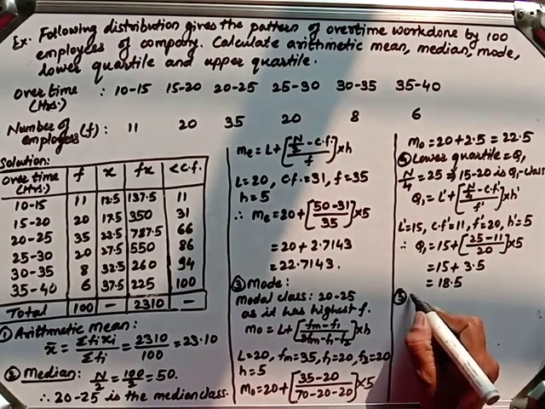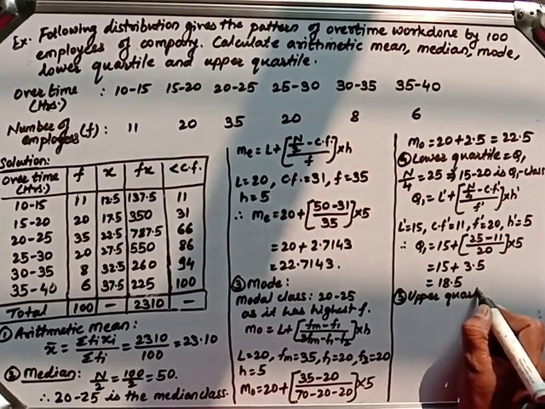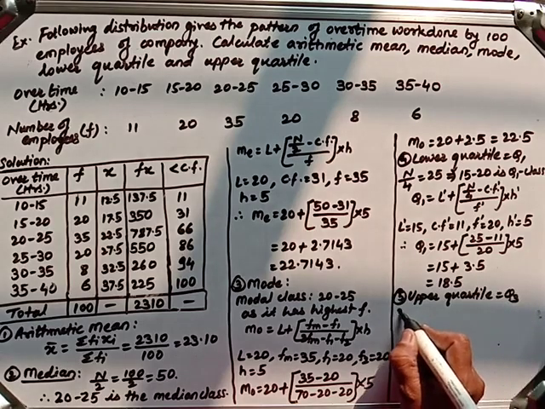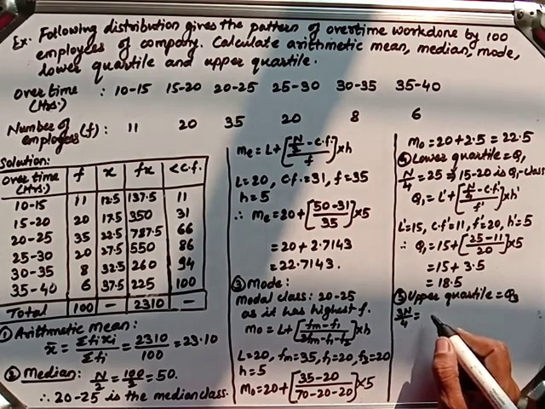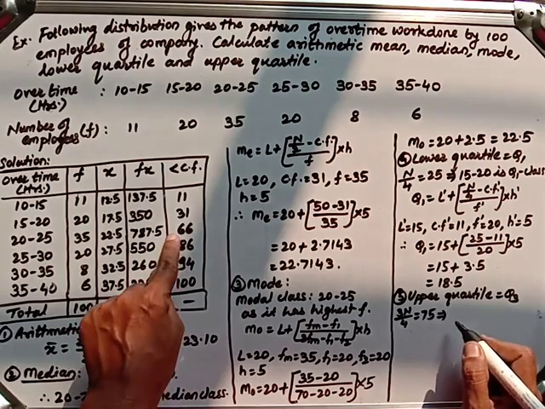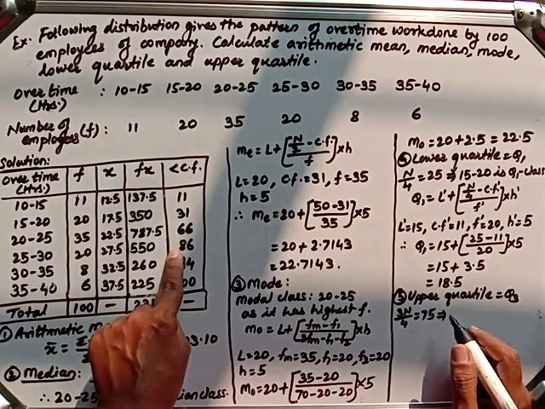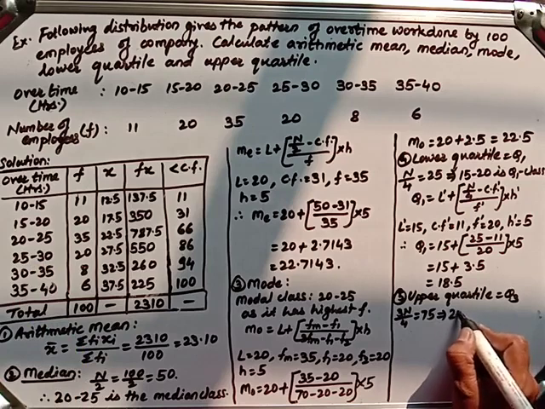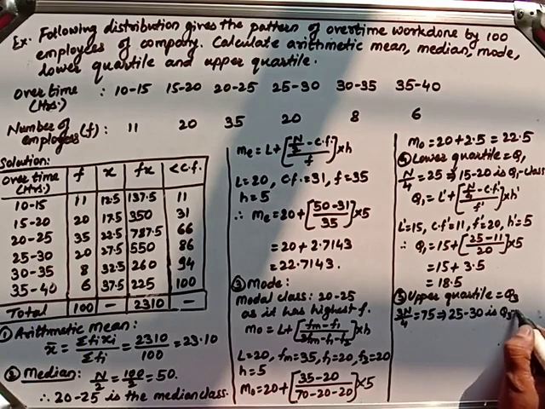Now let us go for the upper quartile. Upper quartile, that is Q3. So for that we need to determine 3n by 4. What is 3n by 4 here? It is 75. Now again look for the frequencies. So 86 is just greater than 75 the first time. So 25 to 30 is the Q3 class.